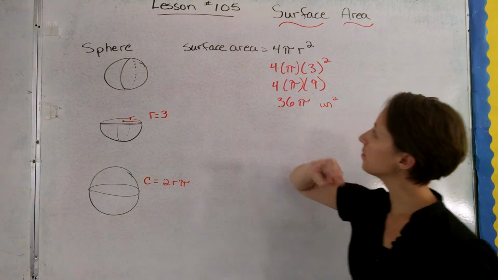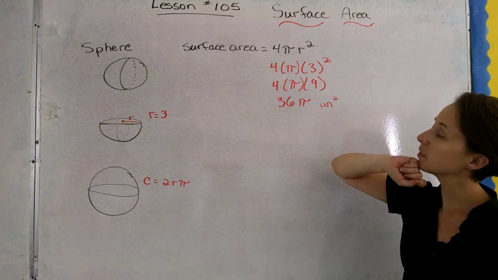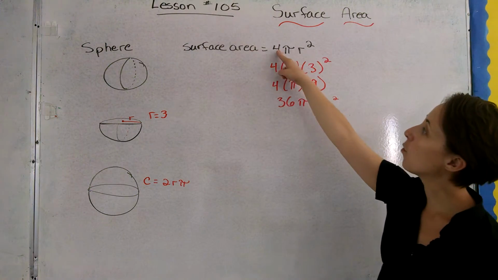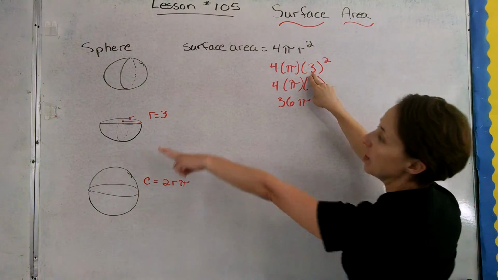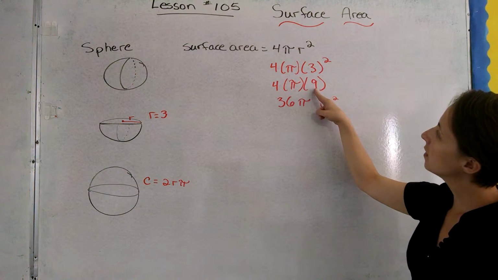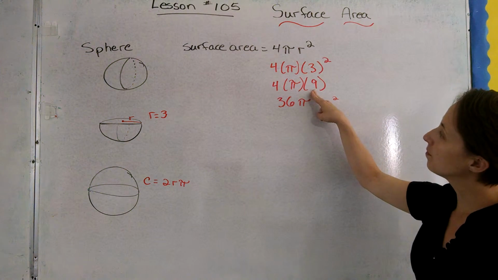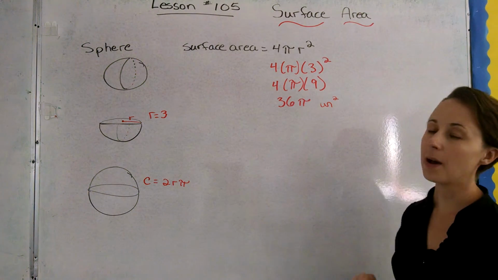Here's our sphere. And our formula is 4 pi r squared. So let's solve our problem. 4 times pi times our radius, which is 3, squared. 4 times pi times 3 squared, which is 9. Let's combine terms. 4 times 9 is 36 times pi.